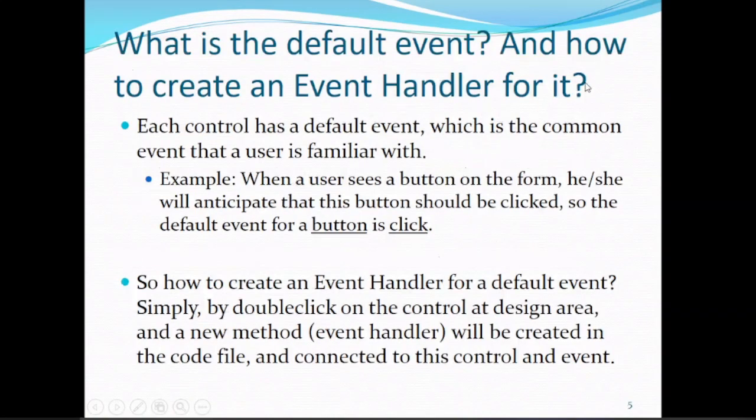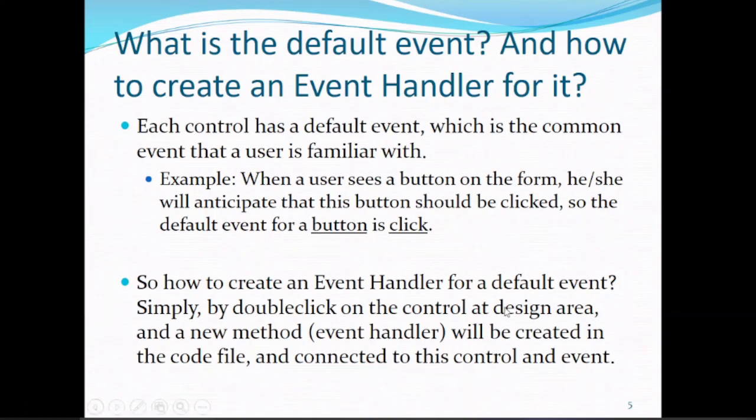So what is the default event and how to create an event handler? Each control has a default event, which is the common event that a programmer is familiar with. Example, whenever we are clicking the button, that is the default event. When a programmer sees a button on the form, he will anticipate that this button should be clicked. So the default event for a button is a click. அதாவது end user ஒரு பட்டனை பார்த்தோன்னே என்ன நினைப்பான், அது கிளிக் பண்ணா ஏதோ some actions நடக்கும் அப்படின்னு தான் யோசிப்பாங்க. So that is the default action for a button. So click is the default event for a button.